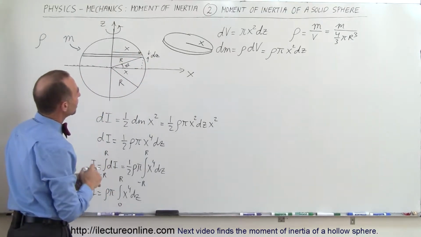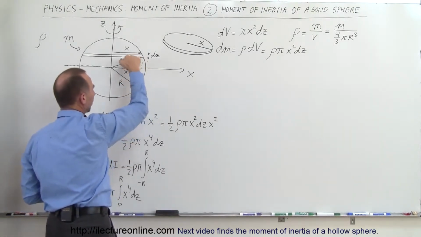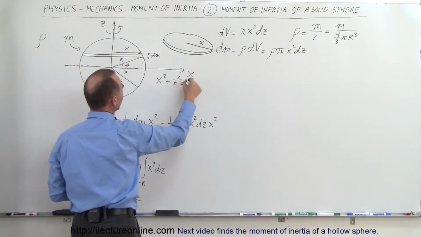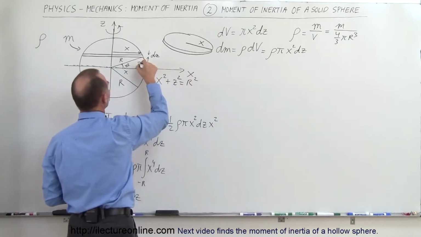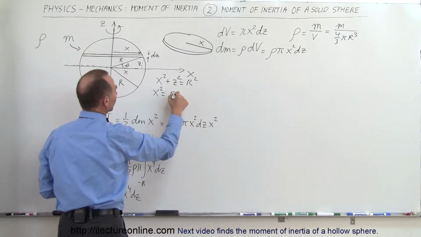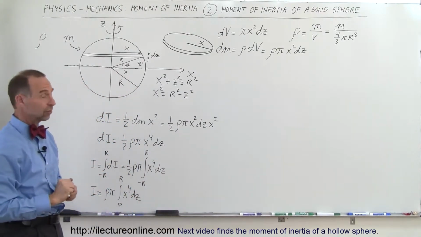So I can say here that x squared plus z squared equals r squared. So let's do that. So we can say that x squared plus z squared is equal to r squared. So this would be z right there. And that means that x squared is equal to r squared minus z squared. So I can replace x squared by r squared minus z squared.